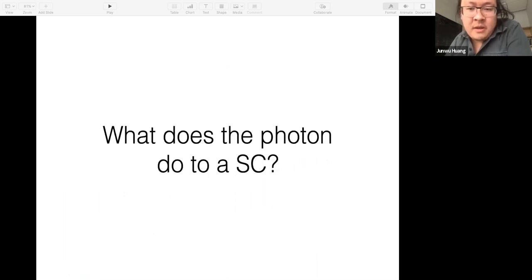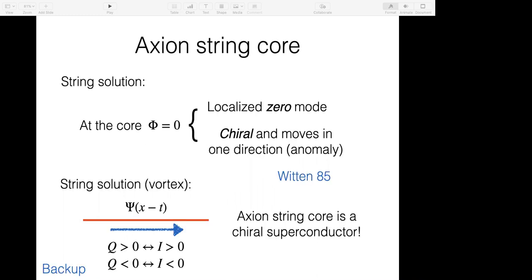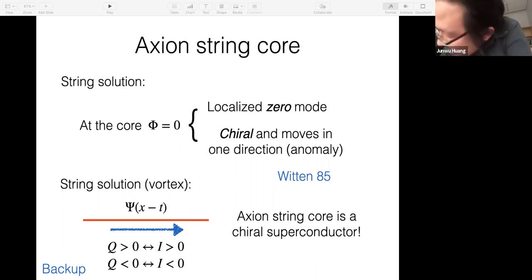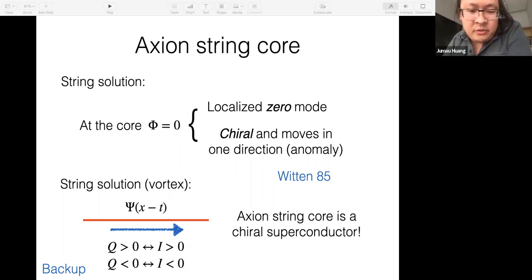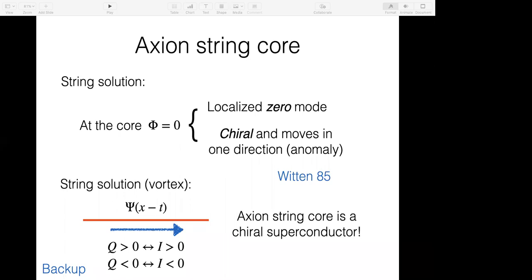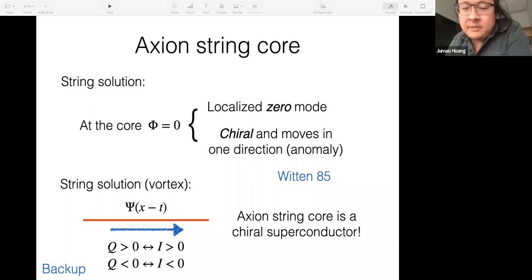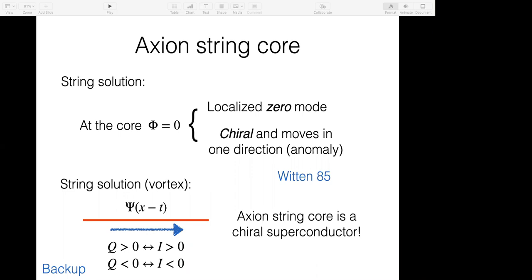Okay. So can I ask a question? In what sense is it a superconductor? Because there's no impedance on the string, so if you set up a current, it will flow forever. Okay, there's no resistance. There's no resistance, yes, on the string itself, on the core. Okay, sure.